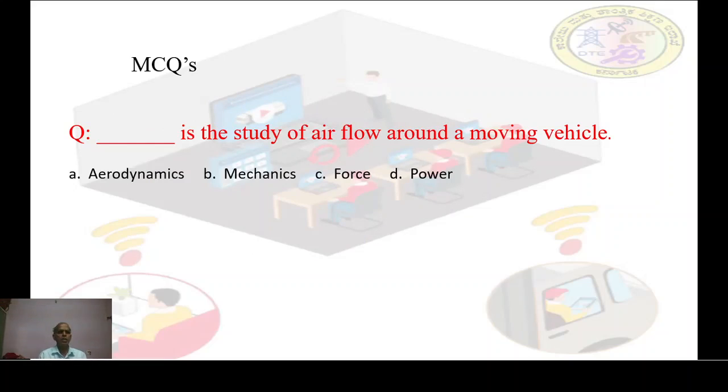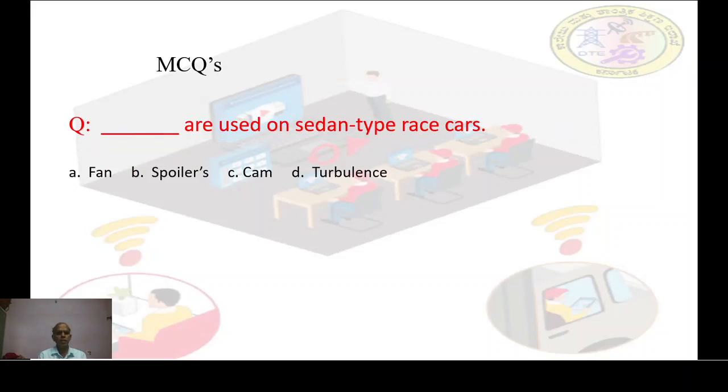Next, for your study purpose, multiple-choice questions. Number 1. Dash are used on sedan type cars, race cars. Choice answers are: A, fan; B, spoilers; C, next; D, turbulence. The correct answer for this question: spoilers.